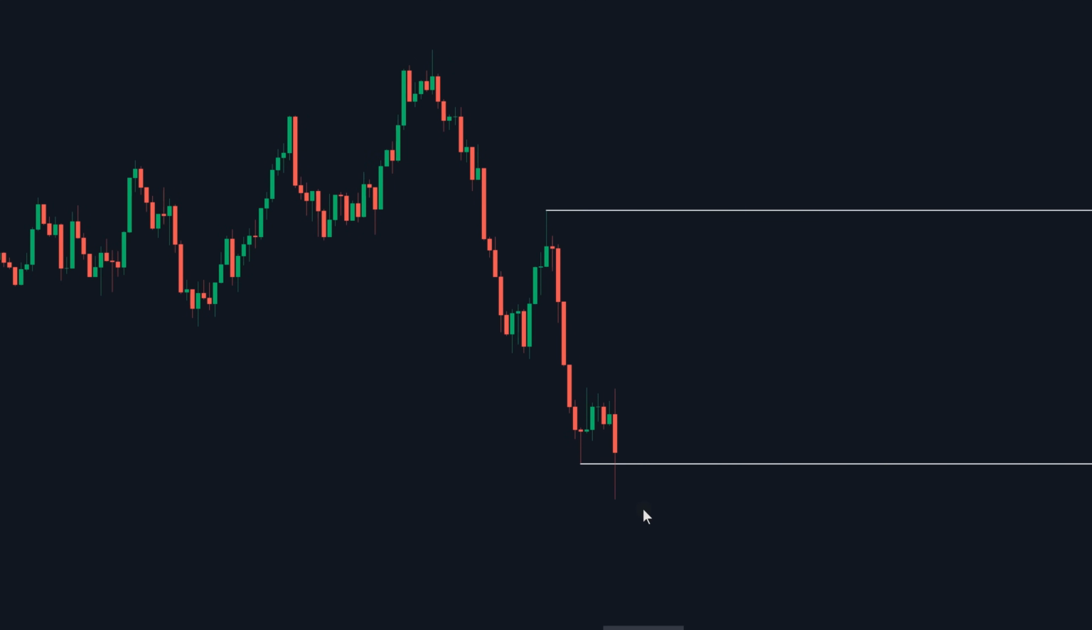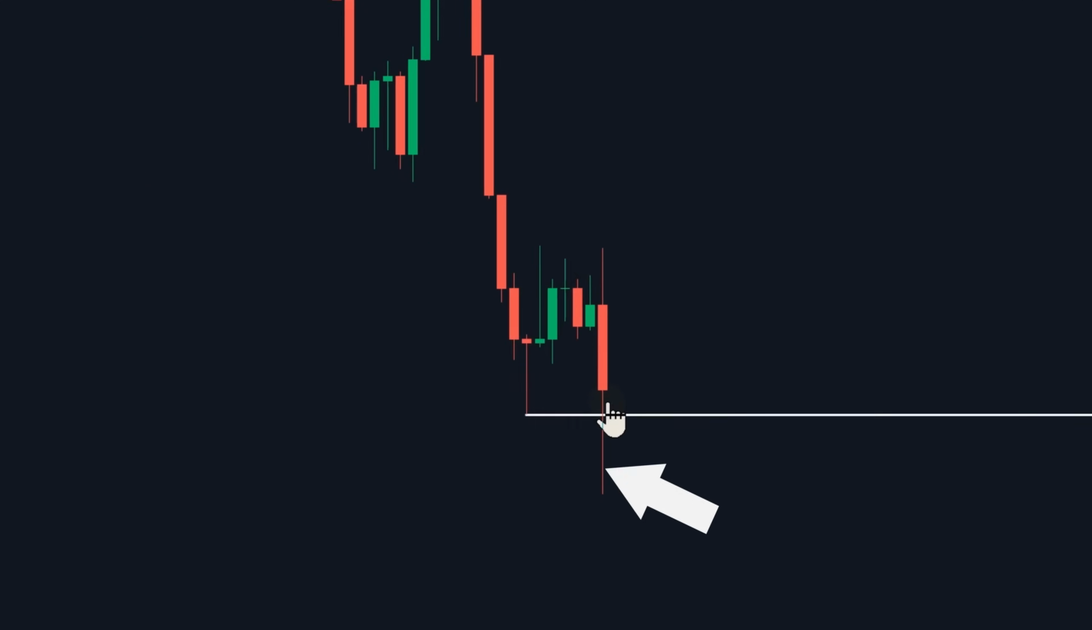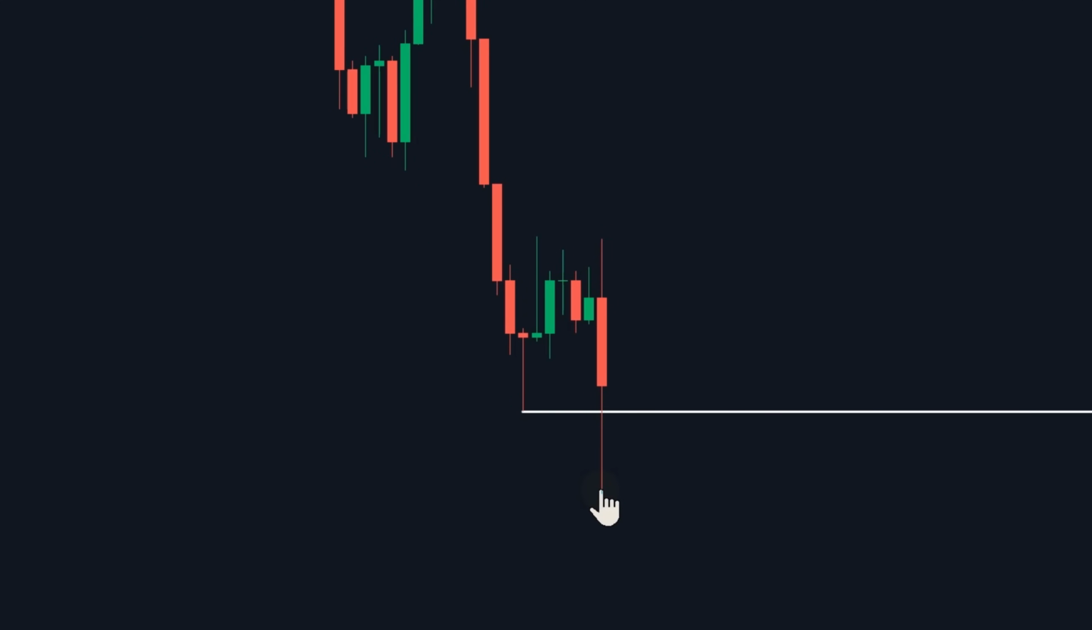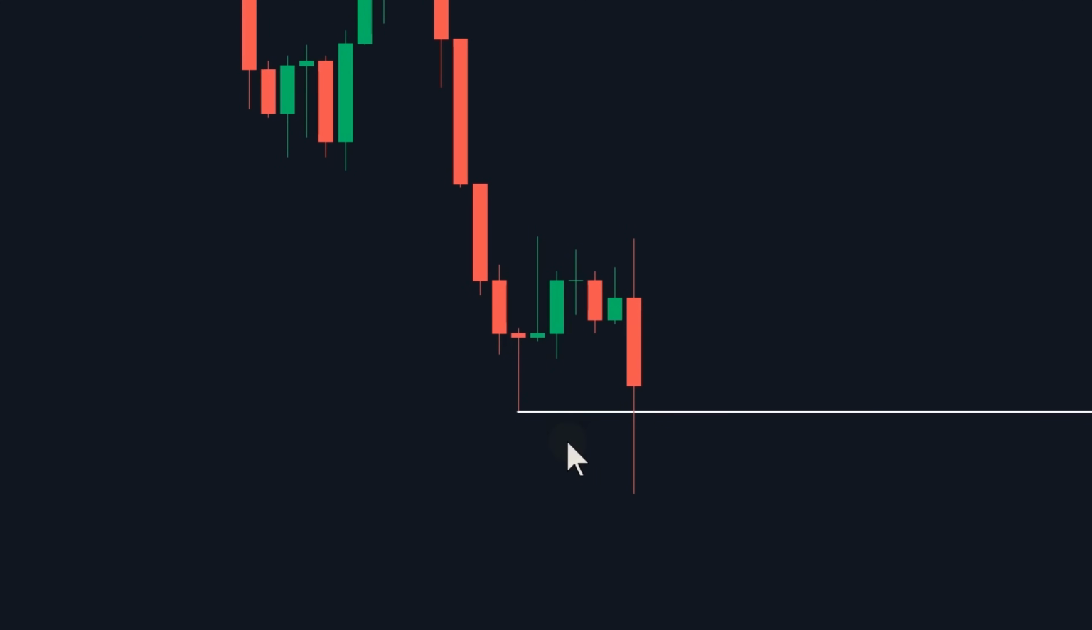Now, the market is open, and as you can see, price rushed ahead and took out the sell-side liquidity. This candle broke this liquidity level using this huge wick. Because of this, we're going to be looking for a long position.